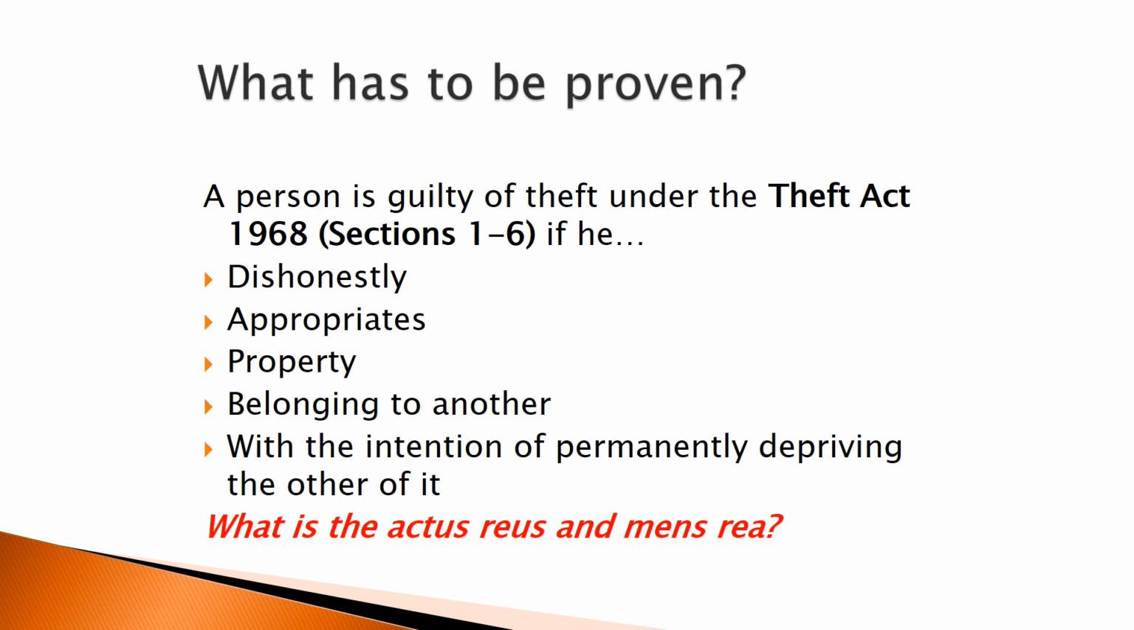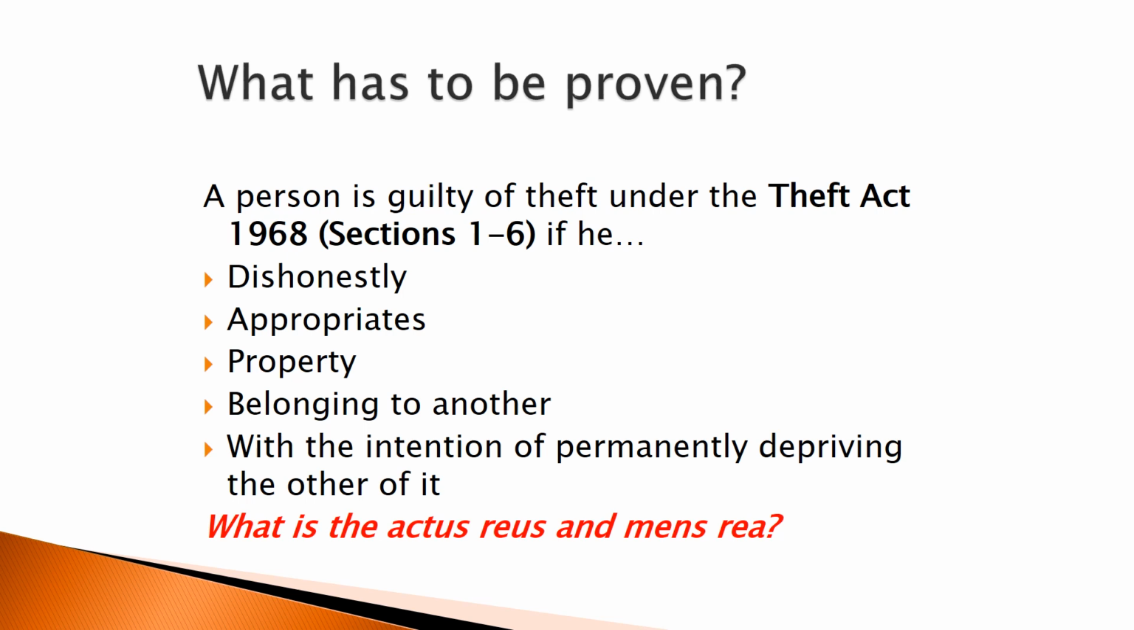So I want you again to pause this and see if you can identify which of these elements cover the actus reus and which cover the mens rea. And hopefully you've identified that the appropriating of property belonging to another, so those three middle elements, are the actus reus, the guilty act, the physical element of the crime or elements. And acting dishonestly and having the intention to permanently deprive the other are the mens rea elements. So there are 3 actus reus elements and 2 mens rea elements here.